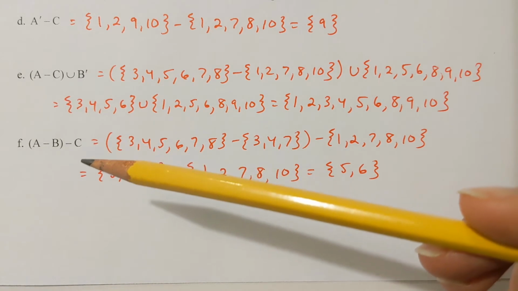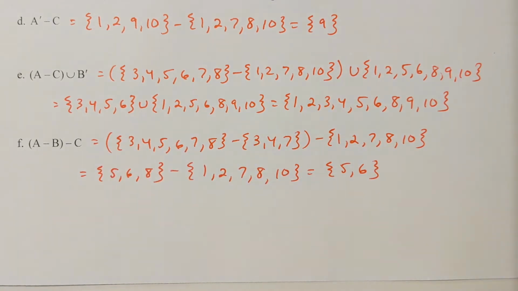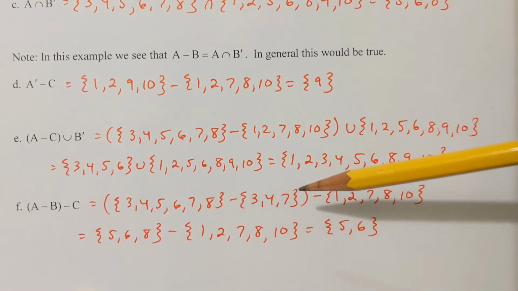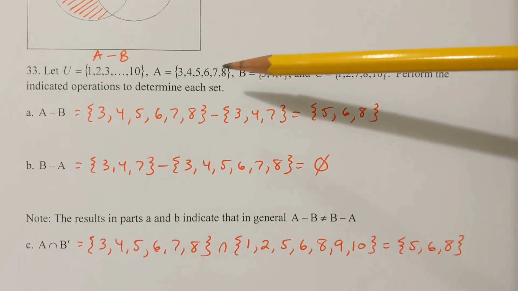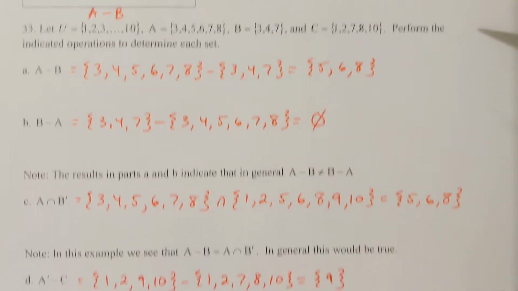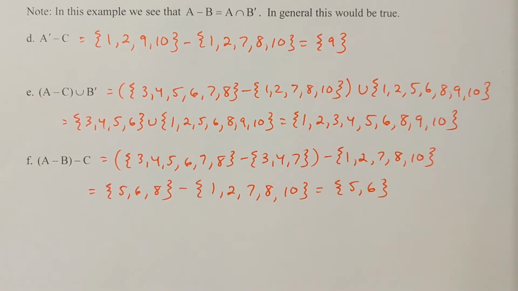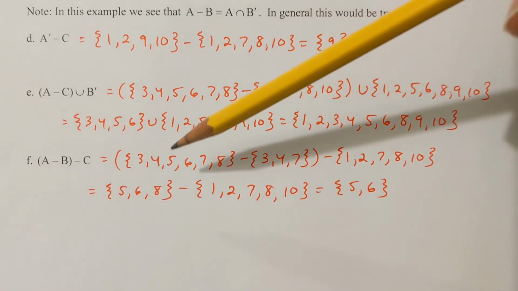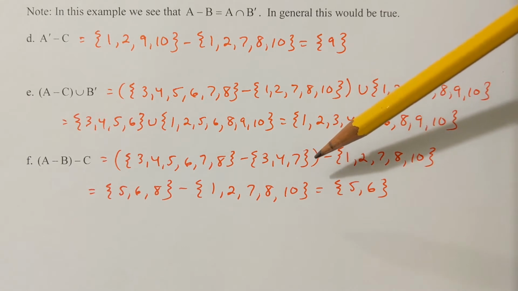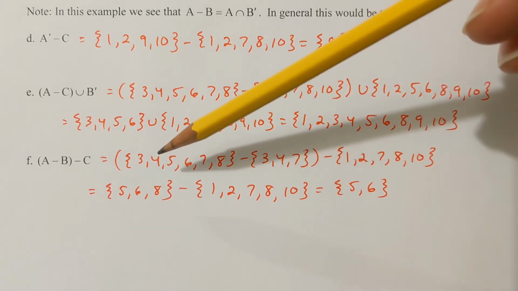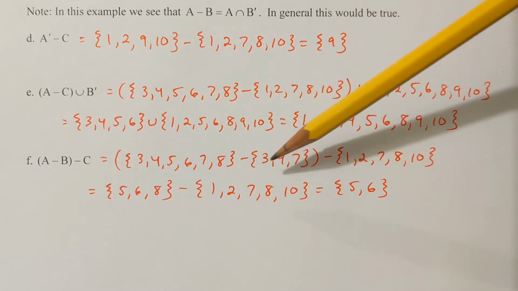Part F, A minus B minus C. So I'm subtracting A minus B, so I go ahead and write down A and B and C, which are the sets given to me here. And so A minus B is everything in the first set, but I'm getting rid of everything in the second set. So 3 is in the first set, I'm getting rid of 3, so 3 is not going to remain. 4, I'm getting rid of 4, so 4 is not going to remain.